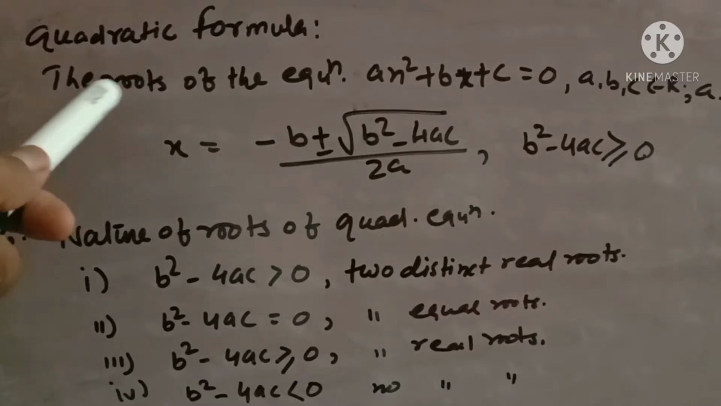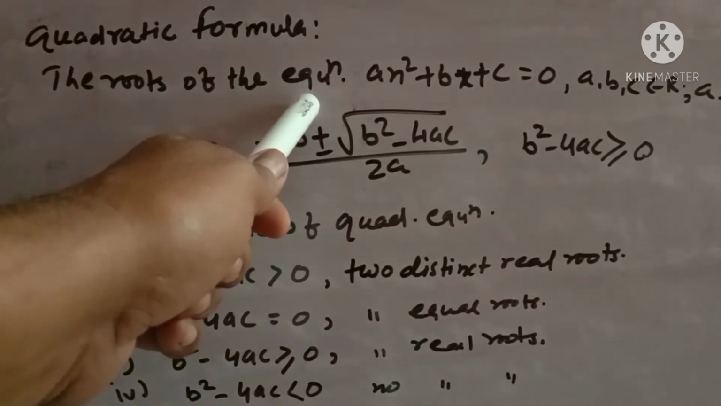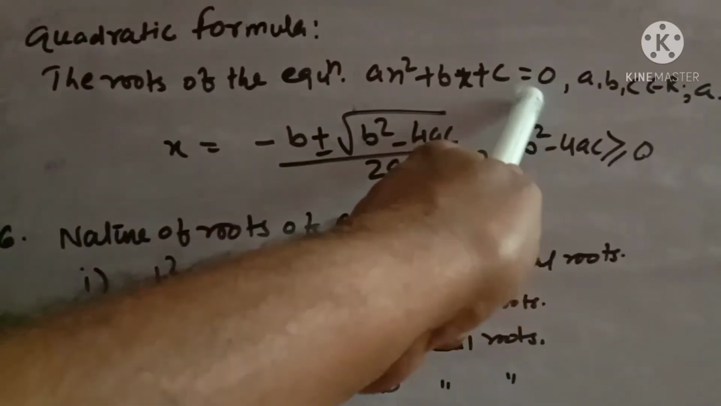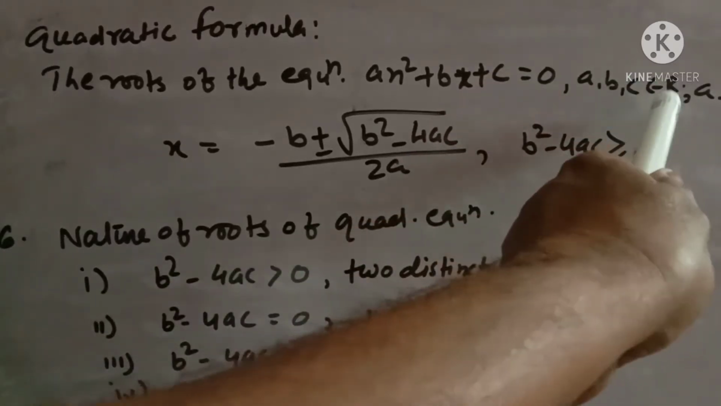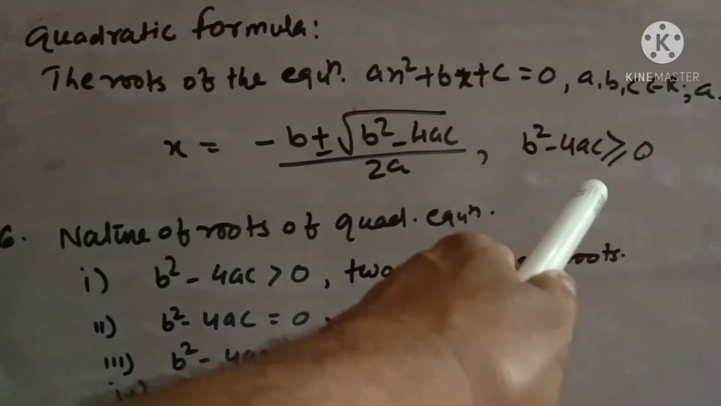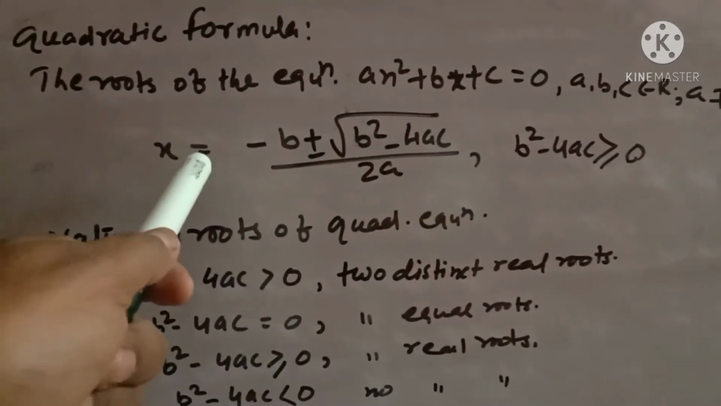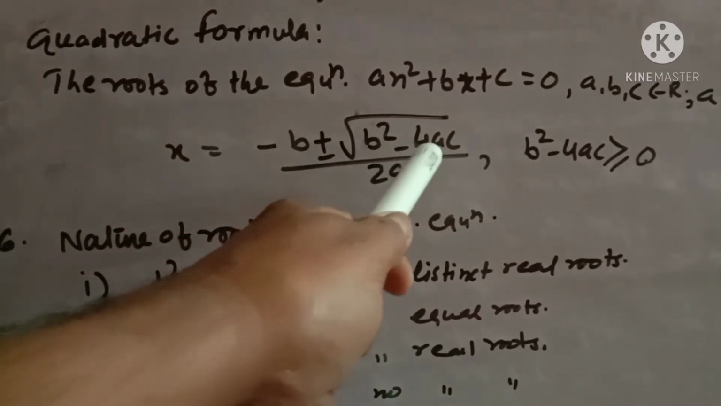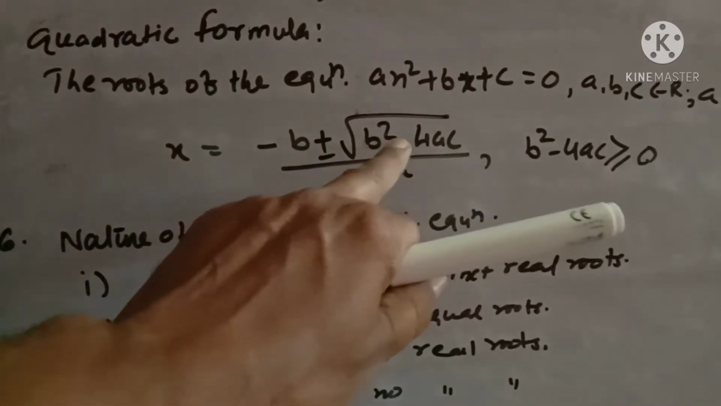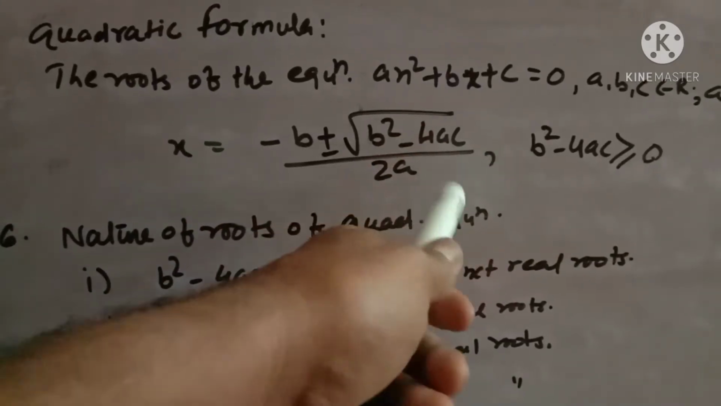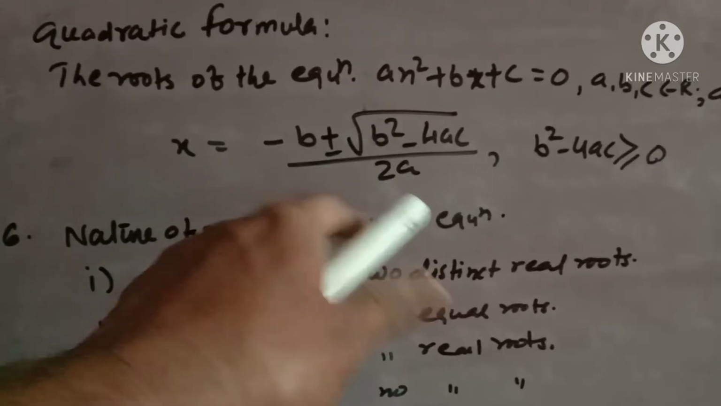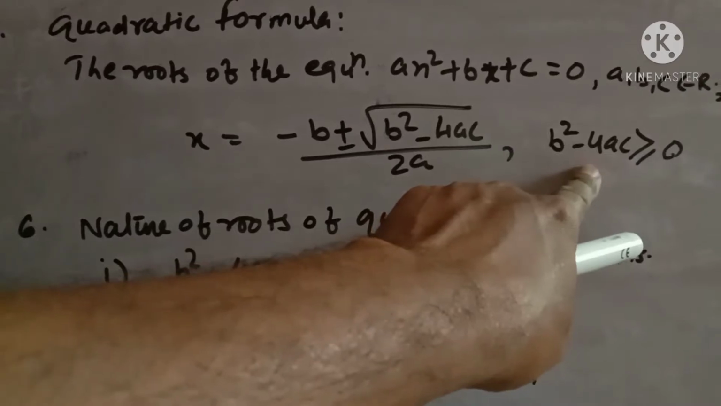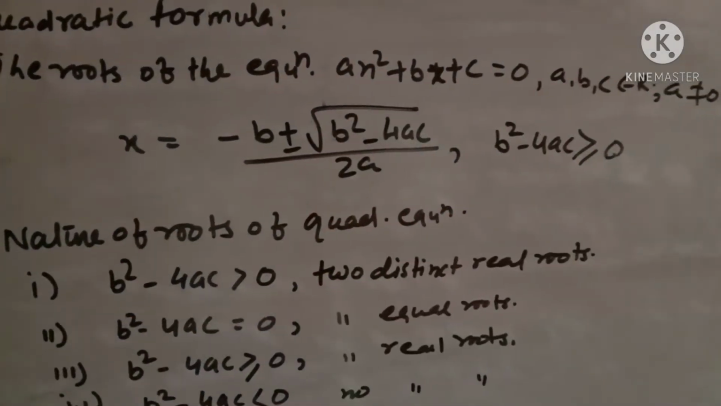Now, quadratic formula. The roots of the quadratic equation ax square plus bx plus c equal to 0, where a, b, c are real numbers and a is not equal to 0, the formula will be x equal to minus b plus minus under root b square minus 4ac, by 2a. The quantity b square minus 4ac is called the discriminant, where remember b square minus 4ac is greater than or equal to 0.